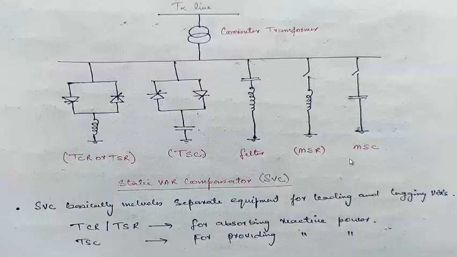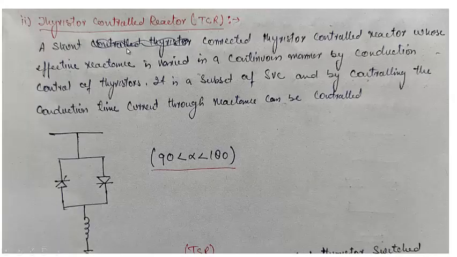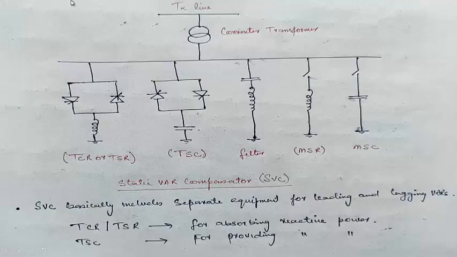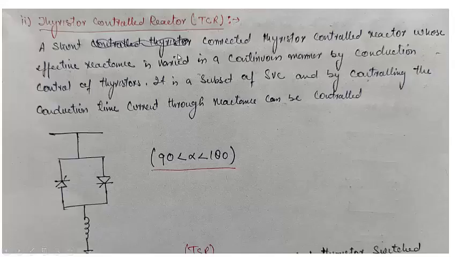So this is all about the static VAR compensator. Now come to the thyristor controlled reactor. This is this part of the SVC. So it is again a shunt connected thyristor controlled reactor or an inductor whose effective reactance is varied in a continuous manner. As I have told you, its reactance can be controlled, or its reactive current can be controlled, by the conduction control of the thyristor. That means by varying the alpha.